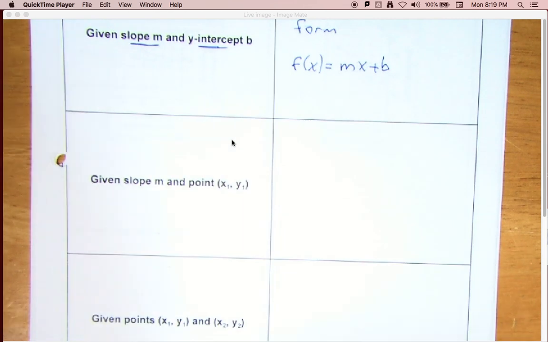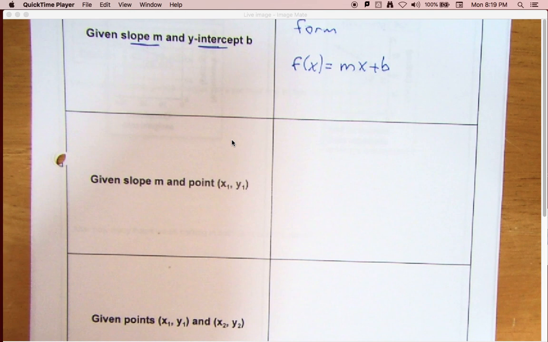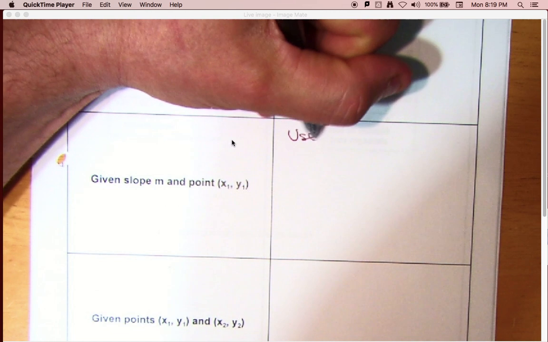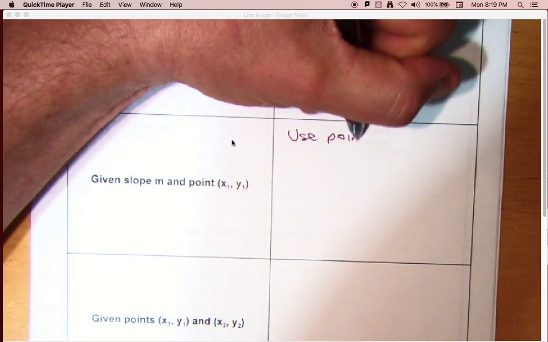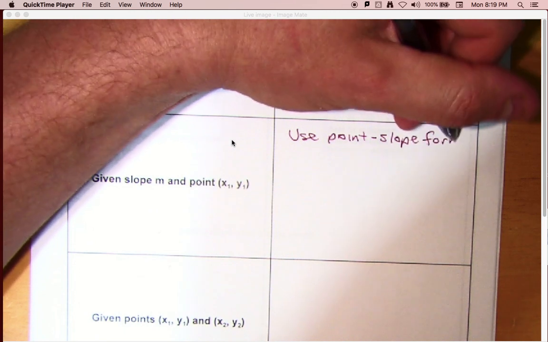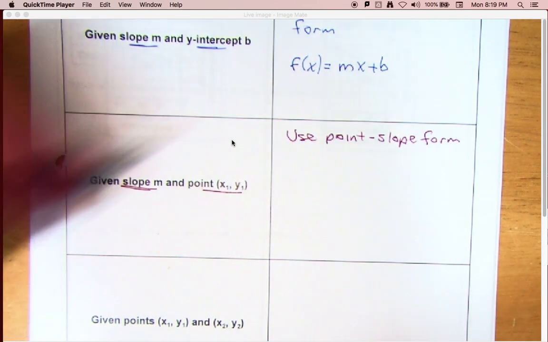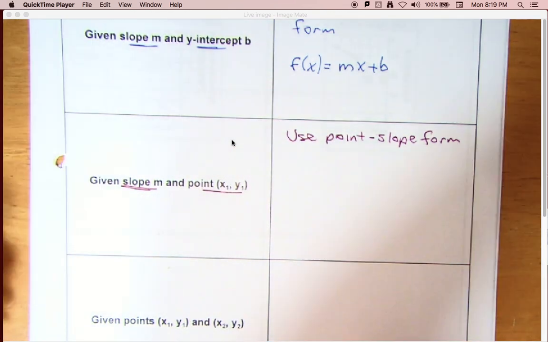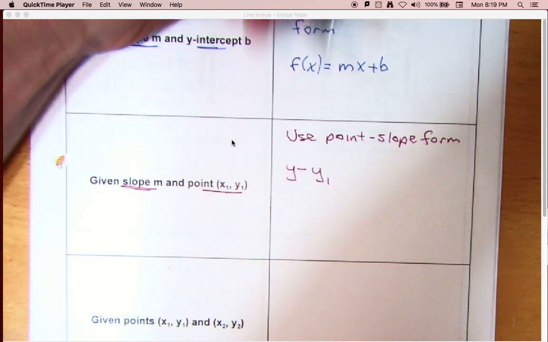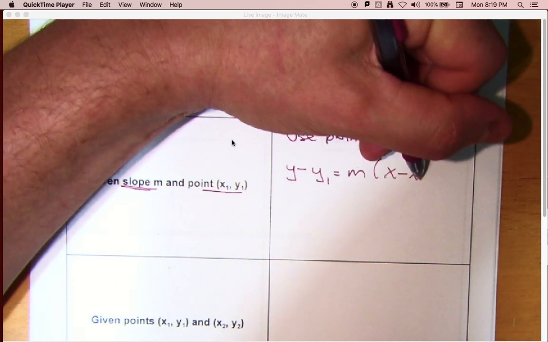The second method is if I give you the slope m and just one particular point. What you're going to use is what's called the point-slope form. Hopefully that makes sense, because you're given the slope and a point that lies on the line, so you can use point-slope form. This may be familiar to you. It's really straightforward: y minus y sub 1 equals m times the quantity x minus x sub 1.